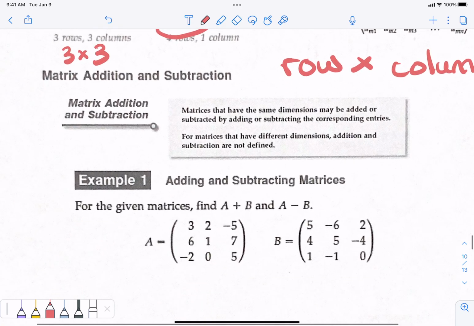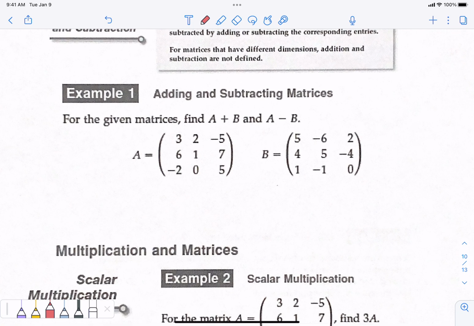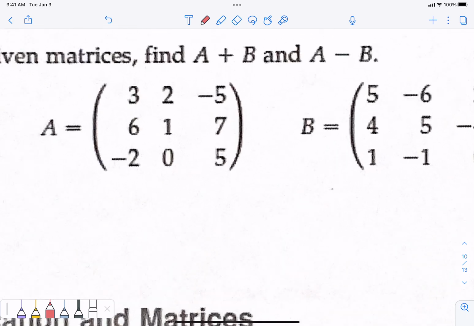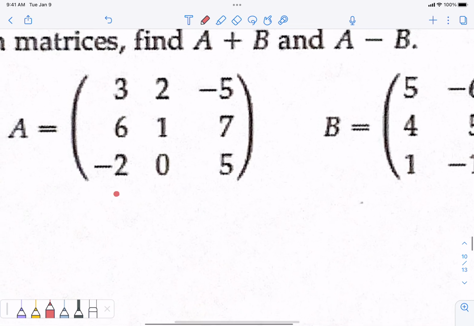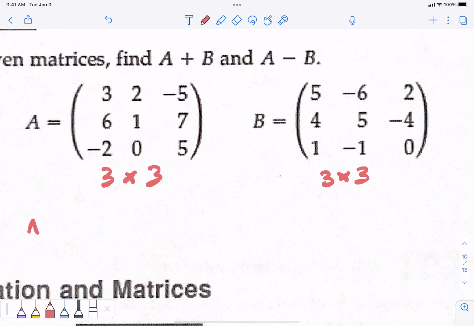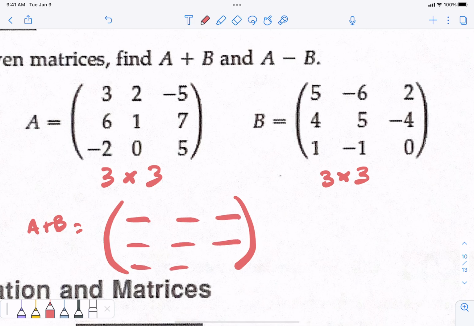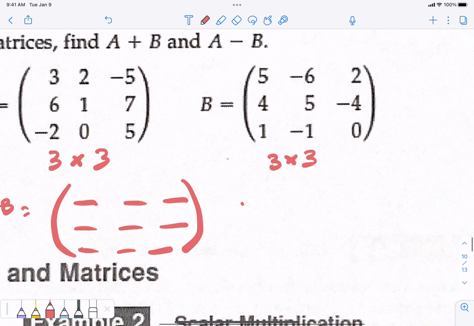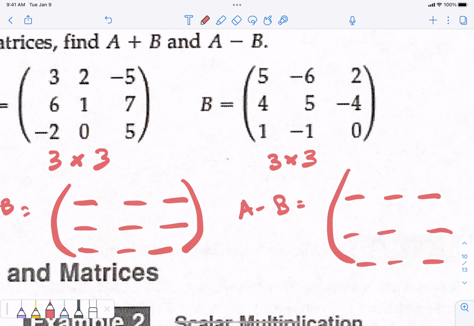All right, when we're adding and subtracting, you can only add and subtract if they are exactly the same size. So how big is A? A 3 by 3. How big is B? 3 by 3. So I can add them together, okay? They want us to do A plus B. I'm going to do that over here. If I add A and B together, it will be a 3 by 3. Then I'm going to do A minus B, which will also be a 3 by 3.